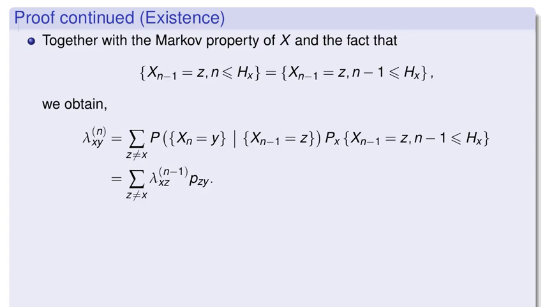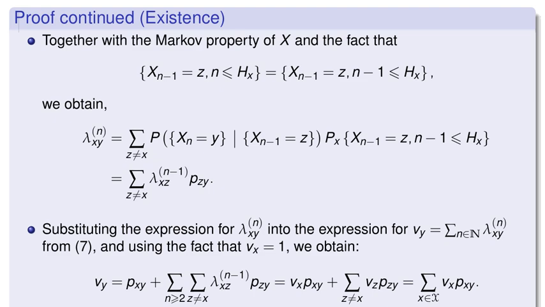We obtain the following expression: lambda sub xy superscript n equals the sum over z not equal to x of the probability of X_n equals y given X_{n-1} equals z, multiplied by the probability P sub x of X_{n-1} equals z and n minus 1 is less than or equal to h sub x. This simplifies to the sum over z not equal to x of lambda sub xz superscript n minus 1 times p sub zy.